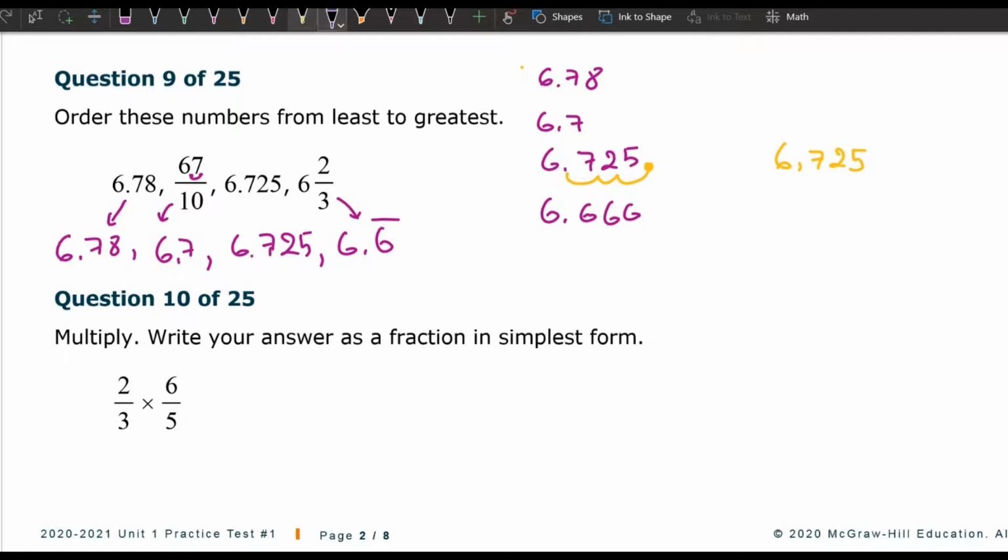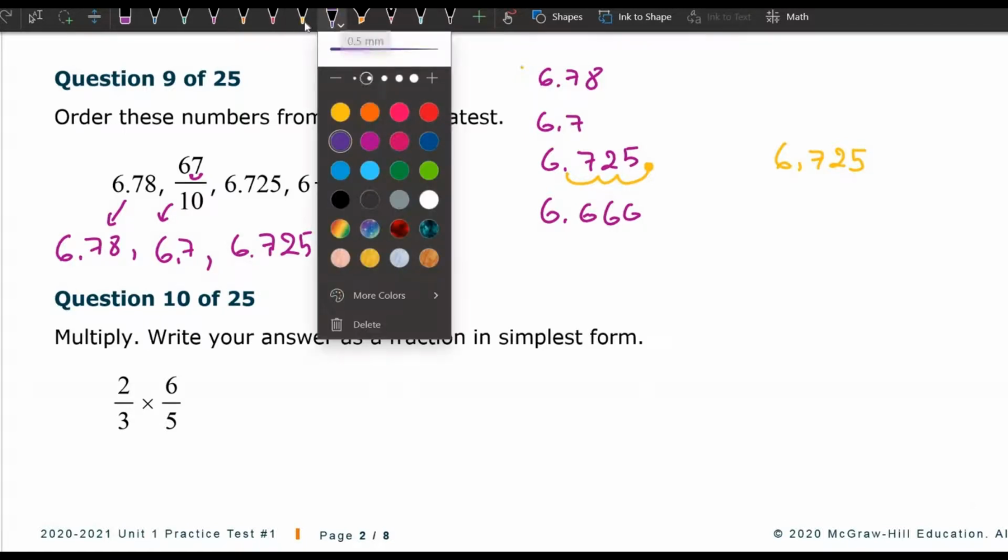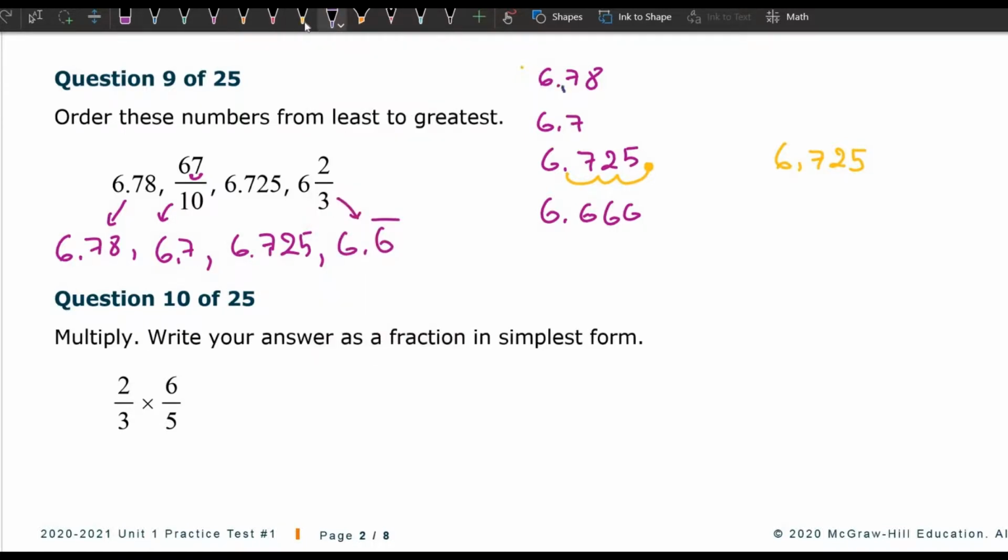So I will move this number 3 times to the right. 1, 2, 3. So for the one without any number, you're going to add 0. That will be 6,780.